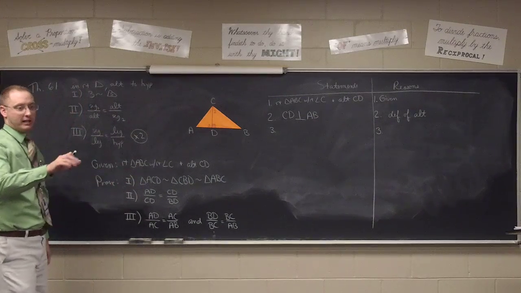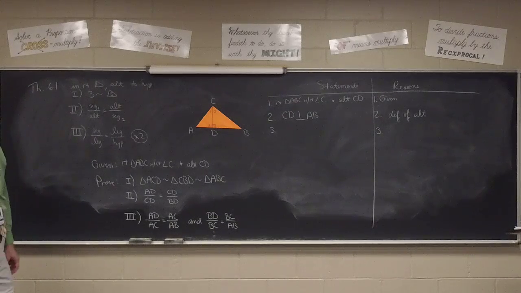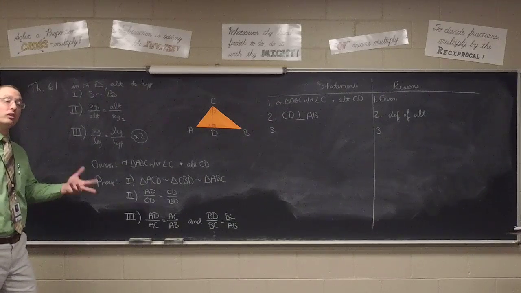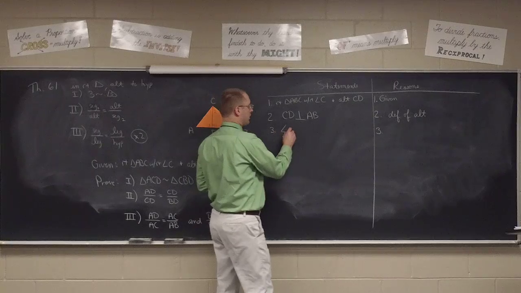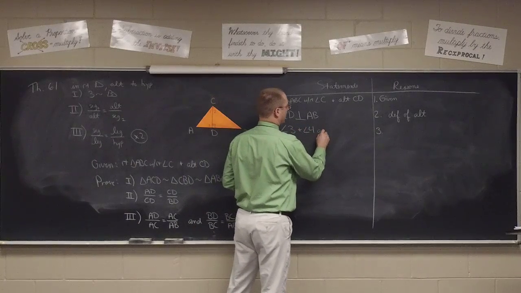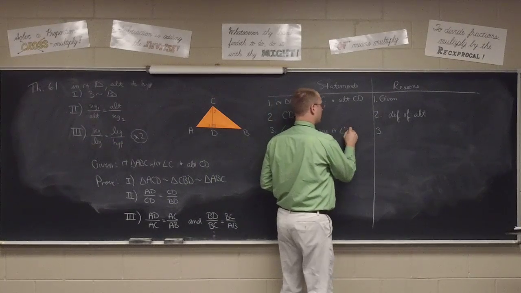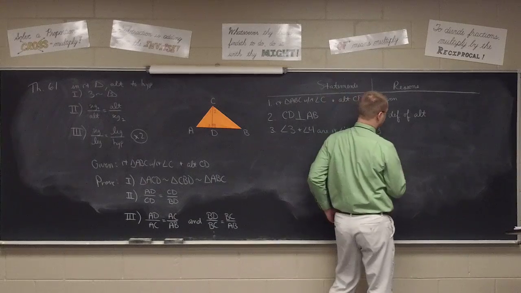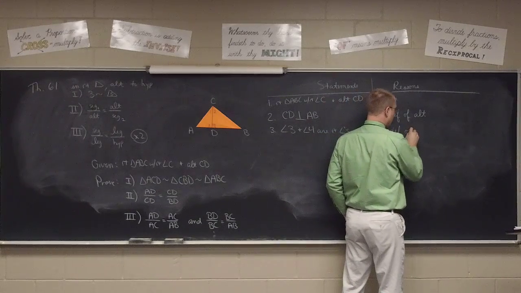Oh, you're one step too quick. And angle 3. So angle 3 and angle 4 are right angles. Reason, Genesis. Definition of perpendicular line.